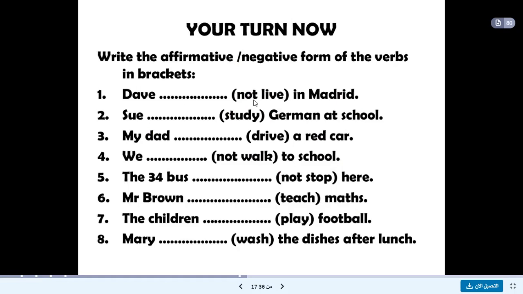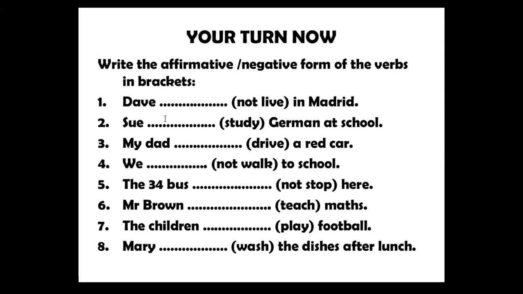Dave not live in Madrid. I want to complete this sentence. So I can say Dave doesn't. You have to use doesn't. Why doesn't? Because Dave is like he. So I use doesn't here. Doesn't what? Doesn't lives or doesn't live? Doesn't live. Very good. After doesn't, we don't add s to the verb. Doesn't live. Why is it negative? Because there is the word not here.